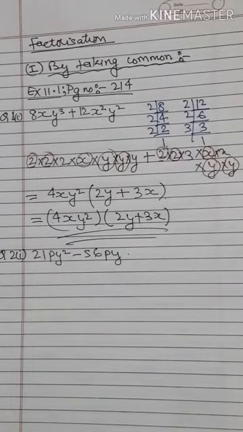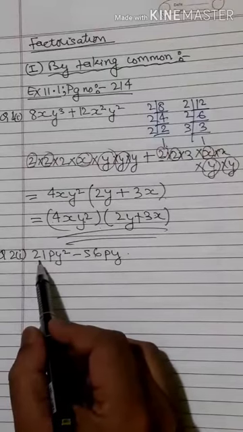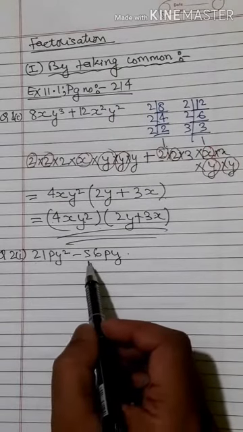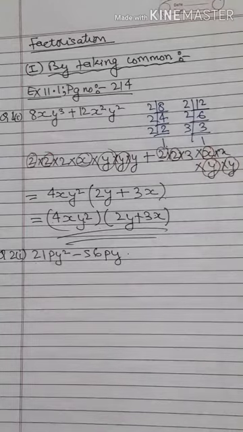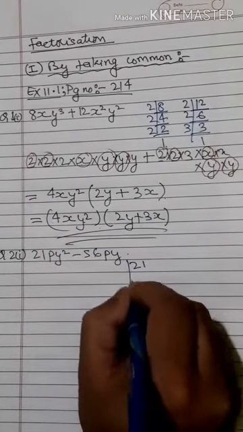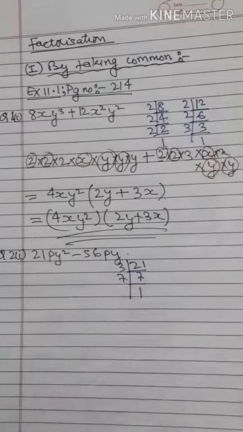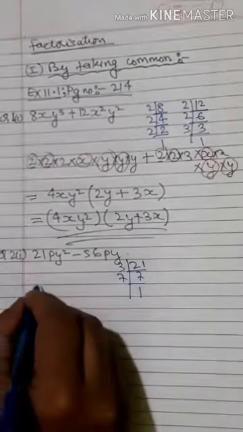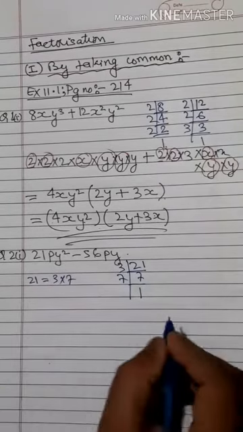So what will we do? We will factorize the numericals first. That means we'll factorize the 21 and the 56, then we will factorize the p and the y², and the p and the y. Let us do it in a rough work. So let us factorize 21. 3 7s are 21 and 7 1s are 7. So 21 can be written as 3 into 7.